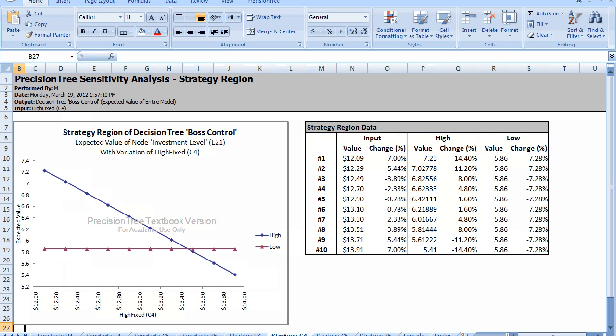And when you look in the most right-hand part of the table, it's 5.86 everywhere. The change, it says, is minus 7.28%. That's simply the difference between 5.86 and $6.32 million. In the high investment, we see it starts out at 7.23, which corresponds to a 12.09 fixed investment, and that yields an expected value that's higher by 14.4%. And the way you can tell where the lines cross is when the high investment number drops below the 5.86. And you can see 5.814 is the value as compared to 5.86. Therefore, the low investment would be better. However, if it was $6.01 million, the high investment would stay. So somewhere between those two points is when the optimal decision changes.